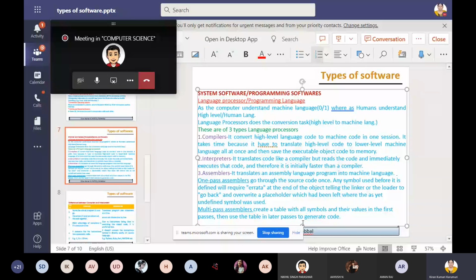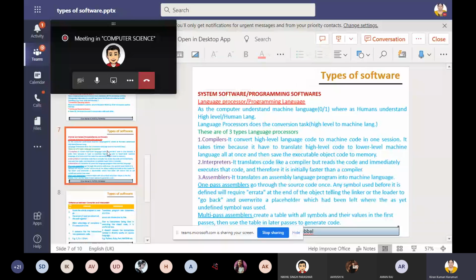Then what should I do with these symbols? What must be the value I have to replace in these symbols? Or what operation should I do? Like that, in the next passes, next scans, it will be processed. That is a multi-pass assembler. So this is for the assembly language. Okay, children, assembly language looks like English, but it is three address code.